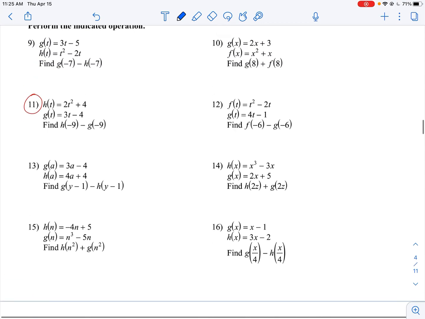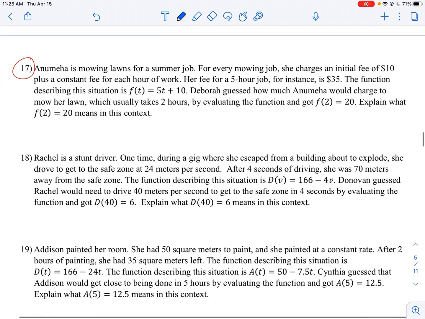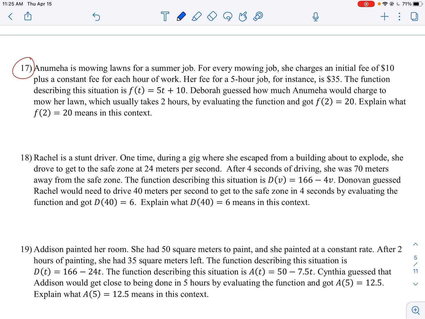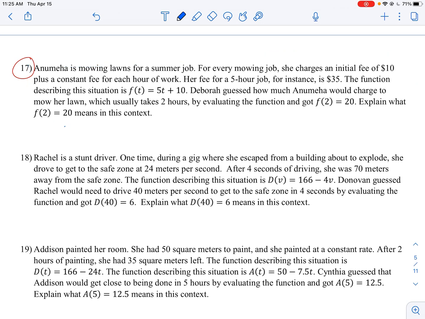We also dealt with function notation in a context, which is on the back of this review. Take a moment to read through this. I'll give you a few moments here.